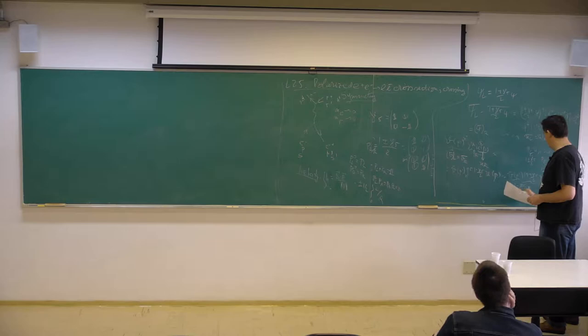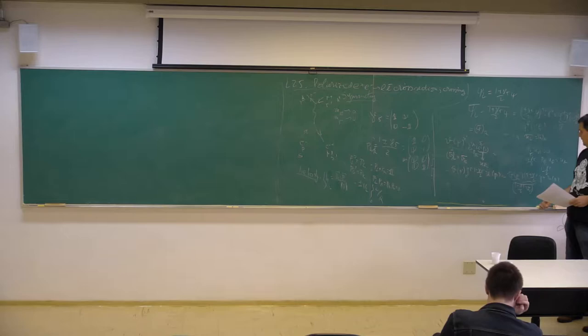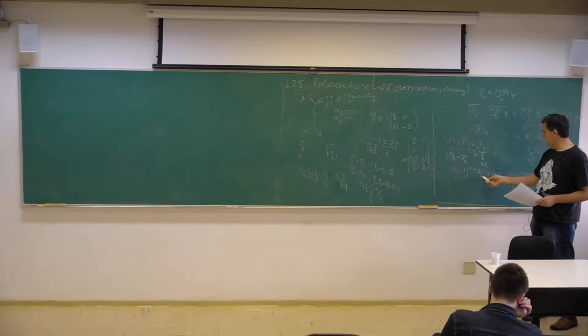So this is then, you see, introducing this (1 − γ5)/2 basically selects the right part, both in u and in v. Okay?